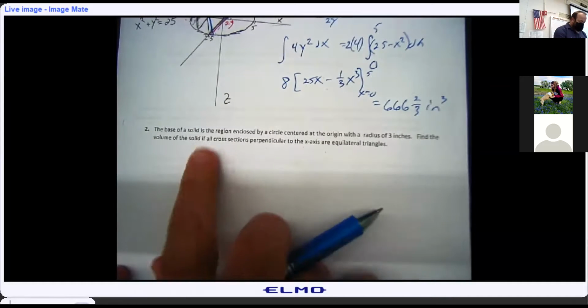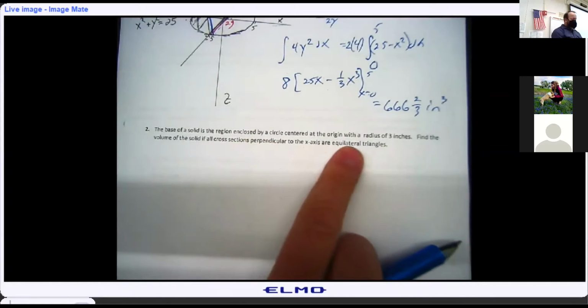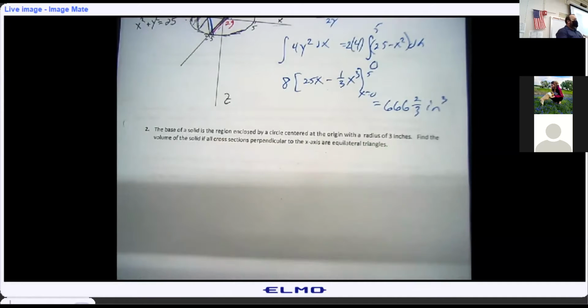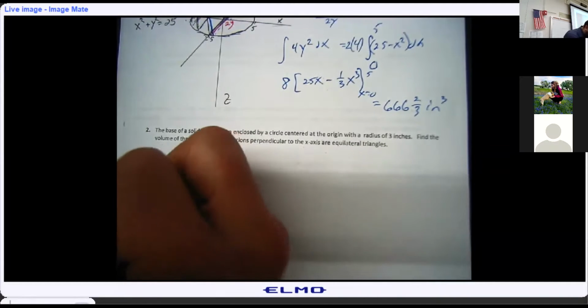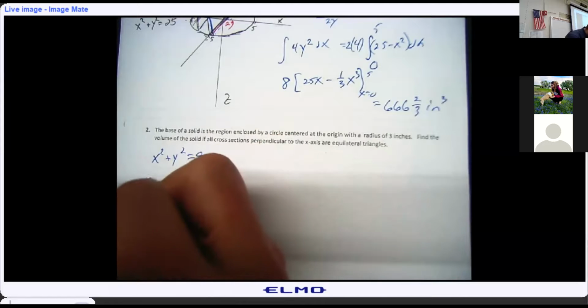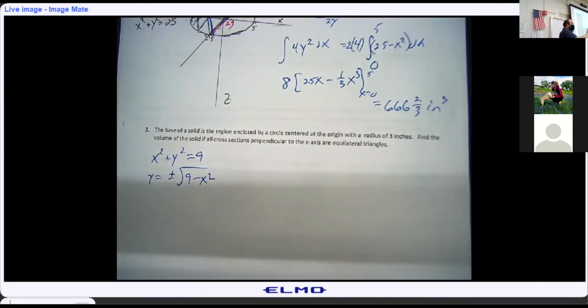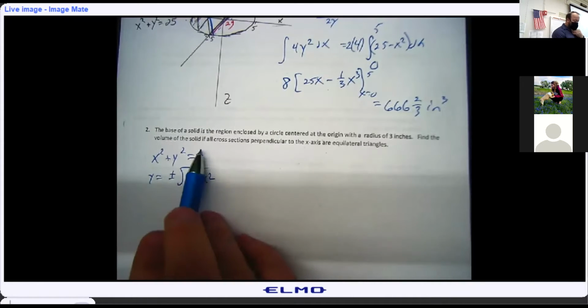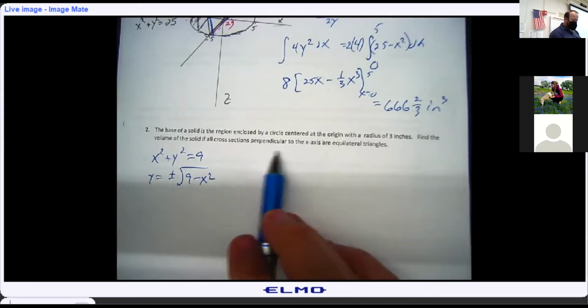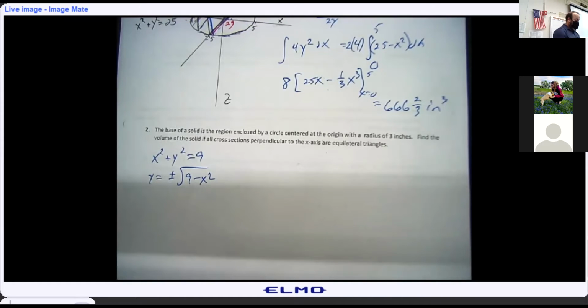The base of the solid is the region enclosed by a circle centered at the origin of radius 3. So almost the same thing. So what is the master equation that would make a circle of radius 3, everybody? That would be x squared plus y squared equals 9. So I'm going to write that up here. X squared plus y squared is 9, or in other words, y equals plus or minus the square root of 9 minus x squared. You guys okay with that? Very much like the problem we just did. It says we want to find the volume of the solid if all the cross sections perpendicular to the x-axis are equilateral triangles. So here we go.